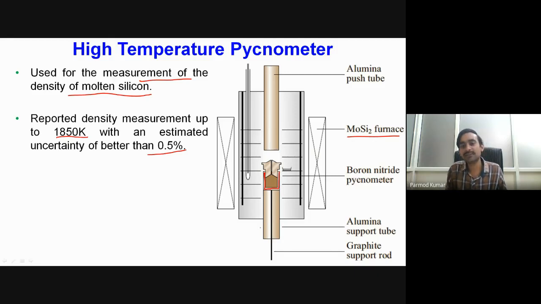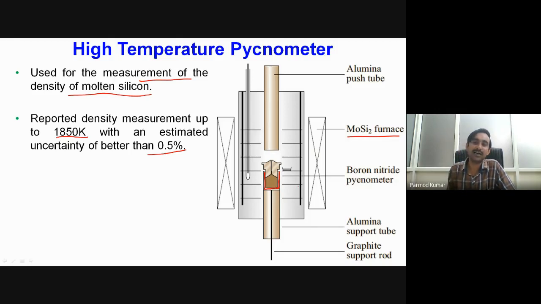So what is first done? First, inside this pycnometer cell, one solid silicon sample is loaded. After the solid silicon sample is loaded, the cap of the pycnometer is put on, but it is not fully tightened. So it was just partially closed. After that, we are now having a solid sample inside, and this pycnometer is placed inside the furnace.